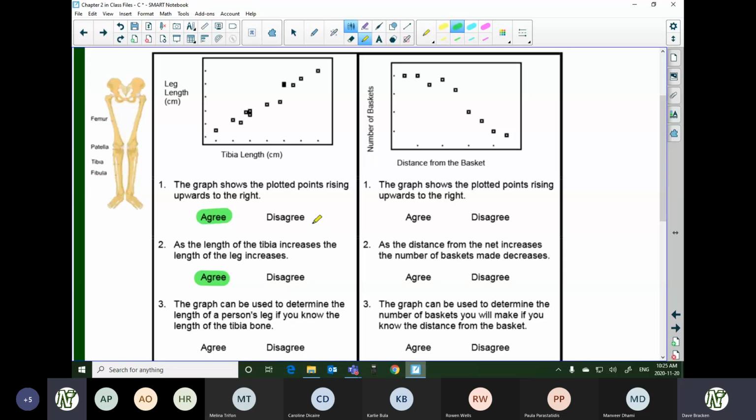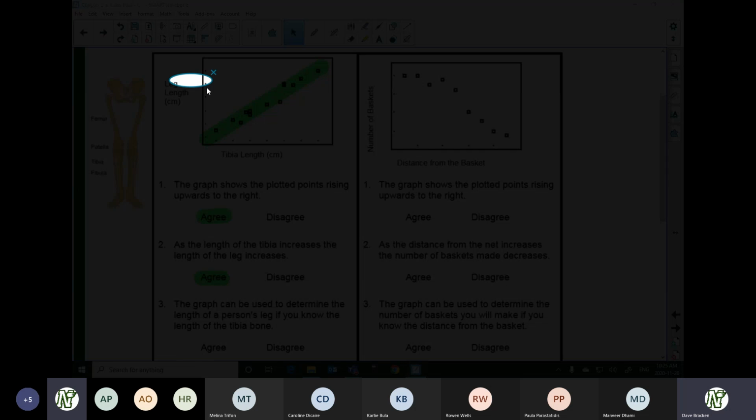And it says the graph can be used to determine the length of a person's leg if you know the tibia, and this is what we're going to get to later on. But what I would say now is, do you see how I can almost represent all these dots with that green line? If somebody told me that their tibia was right in this area right here, I don't think you would say that their leg length is right here. You would say, all right, your tibia is here. Let's go right up until we get into our dots and go right across. And I don't know for sure, but I'm thinking your leg length should be somewhere in there. Does that make sense to you? So I would also put for this one, and I just did a spotlight here, agree.